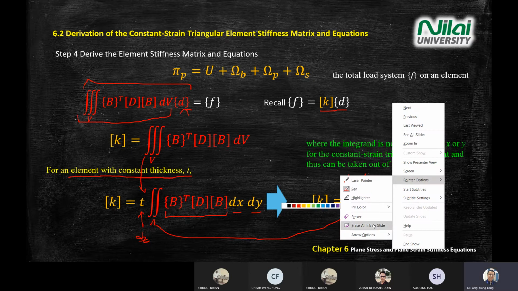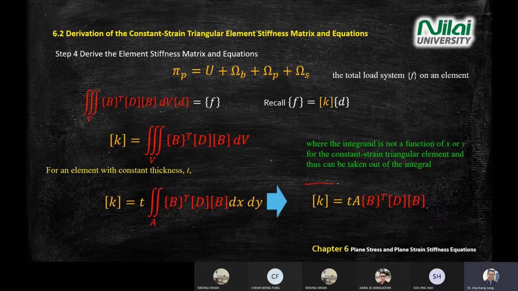Okay, just to conclude what is important for today's session. K equal to t A B transpose D B. Okay, important matrix equation for your final exam.